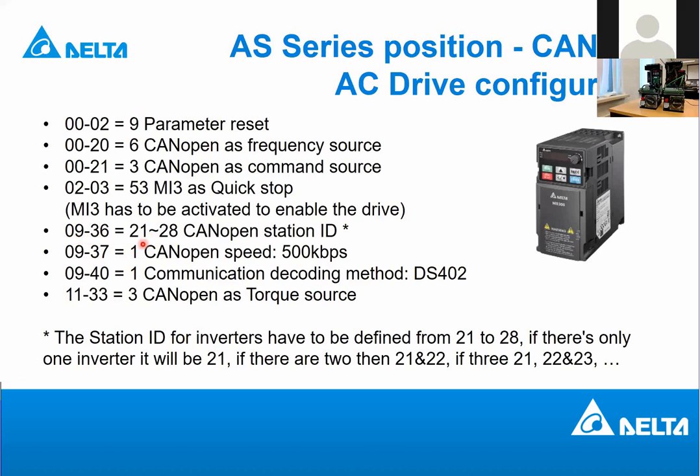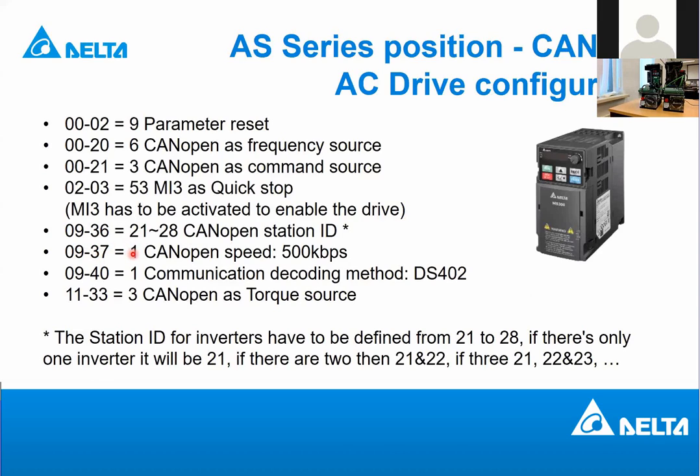Parameter 0936. This is where we set the station address, CANopen station address. So for this special CANopen mode, just like we saw with a servo drive, for inverter, the station address must start from 21. So it's a special function. It is built in the firmware of these products. You have to start the station address, CANopen station address, from 21. Since I have just one drive in this setup, as you could see in the video, I only have 21. So parameter 0936, we set it as 21.